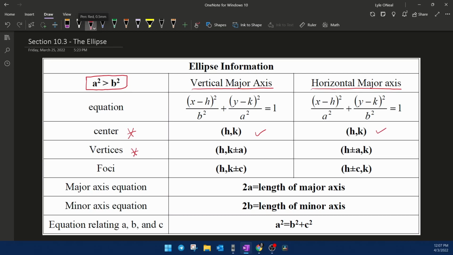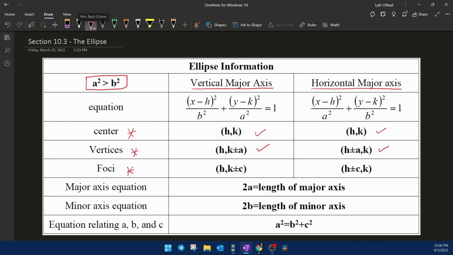The vertices are going to depend on which major axis you have. So if you have a vertical major axis, your vertices are going to be h, k plus or minus a. For a horizontal major axis, the vertices will be h plus or minus a, k. And when it says vertices, these are referring to the major vertices. There are also minor vertices that we will discuss in the Desmos window.